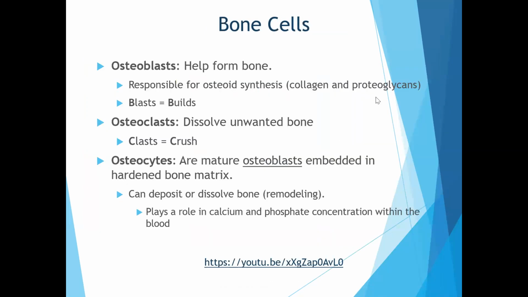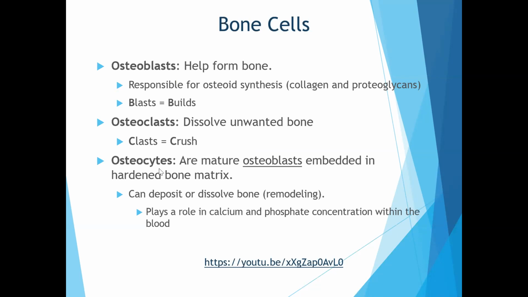All right, actual bone cells, your osteoblasts help you to form bone, and your osteoclasts help you to dissolve your unwanted bone. So osteoblasts, you can remember that B and B, blasts build. And so they're responsible for osteoid synthesis. That is made up of collagen and proteoglycans. That's what gives bone structure. And then clasts, C and C, clasts crush. So they get rid of the bone that we don't need or want anymore.